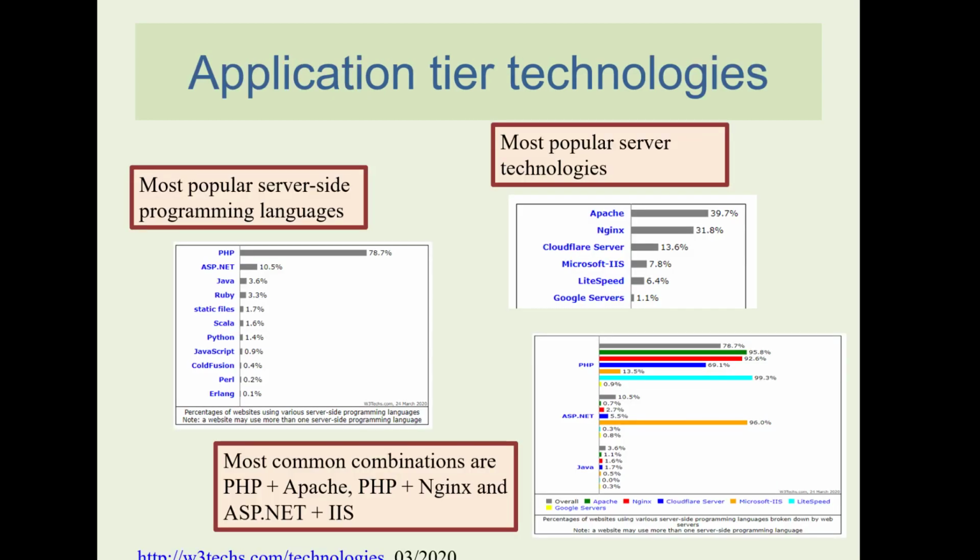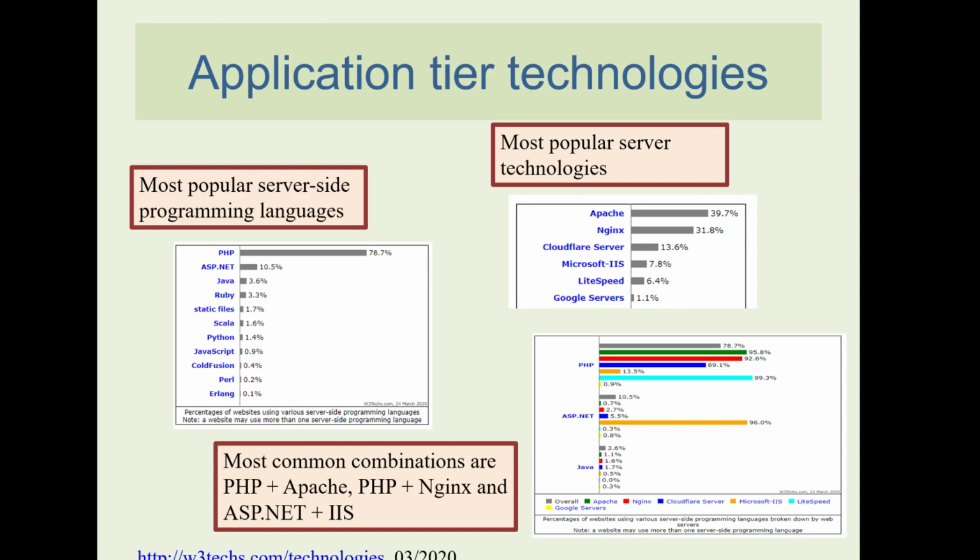Here are some technologies that are being used in the application tier, and this is quite up to date now. It's March 2020, and as you can see, PHP is the most popular server-side programming language still. And ASP.NET, which we use on this course, is the second at the moment. It's been so for quite a long time. So PHP is the major language in this business.